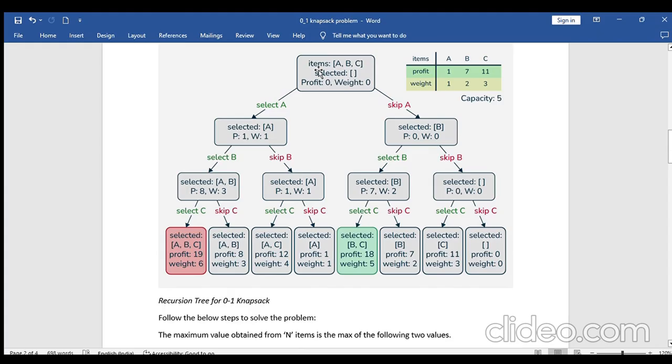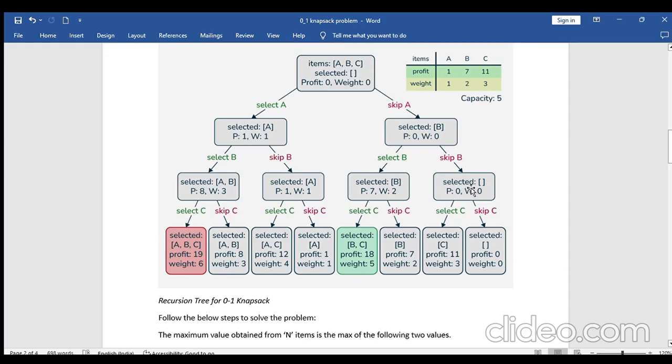So here 3 items are there. First we will be considering one of the items and skipping one of the items. Similarly we will do it recursively. So first we are selecting A and we are skipping A. If we are skipping A, then we will directly go to B. We will be selecting B, we will be skipping B.